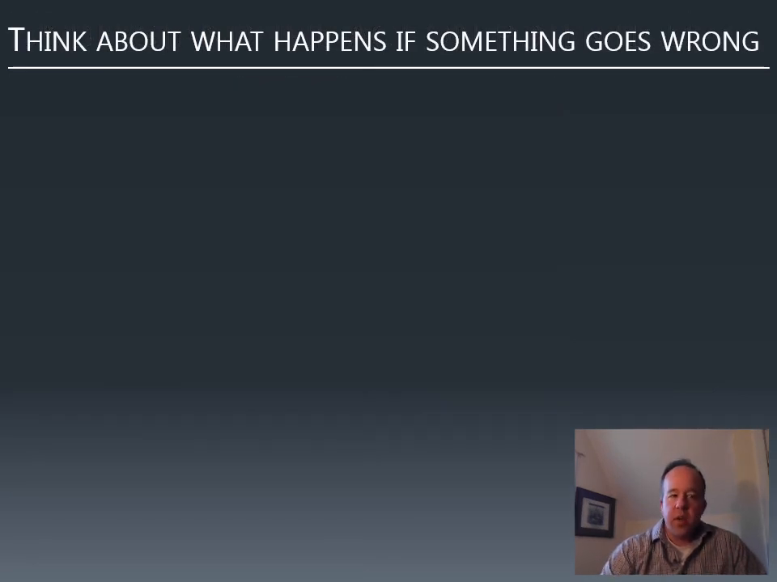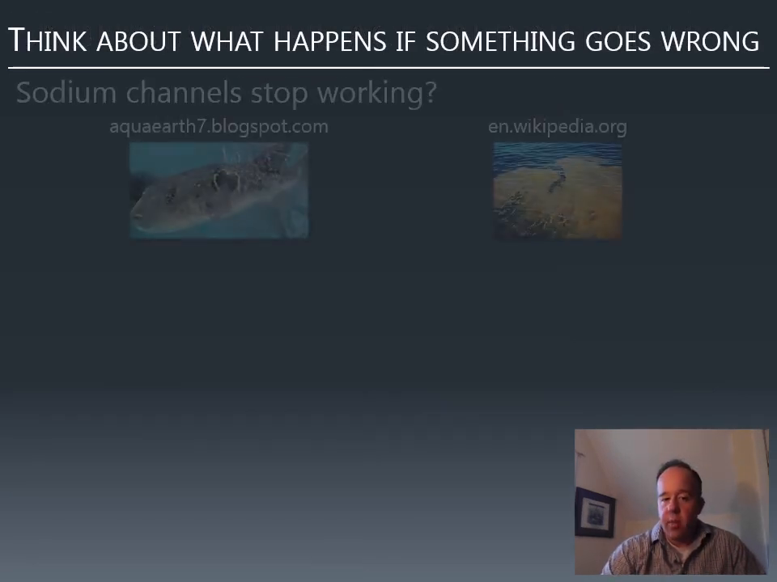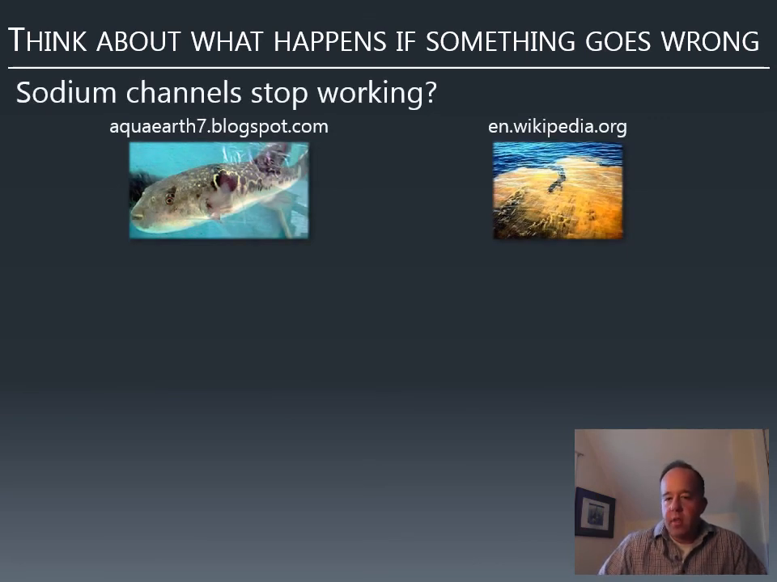And one of the best ways to test your knowledge of your understanding of that process is thinking about what happens if something goes wrong. So we talked about some toxins that work on ion channels or components of the membrane of neurons that alter action potentials or prevent them entirely. So this is the pufferfish on the left, this is an algal bloom on the right, but these things both produce toxins that block sodium channels. And we talked about what that does to an action potential.